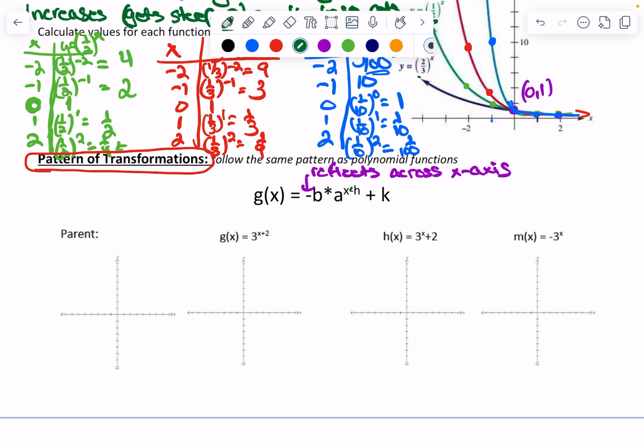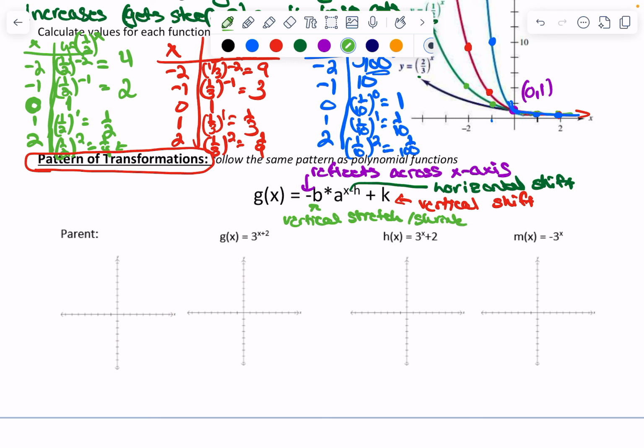This negative h is our horizontal shift. Horizontal shift. This k is our vertical shift. And our b here is the vertical stretch and shrink.